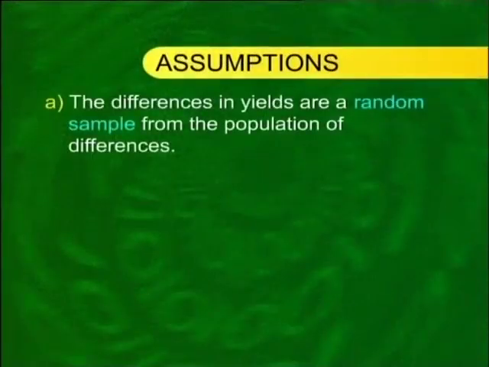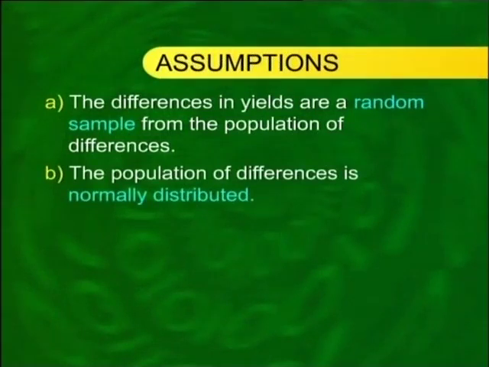So, if we are satisfied that this is the way we should treat this problem, then what are the assumptions in order to conduct the test? As you now see on the screen, we will be assuming that the differences in the yields of the two varieties in the 10 farms that we have, these are a random sample from the population of differences, and the population of differences is normally distributed.